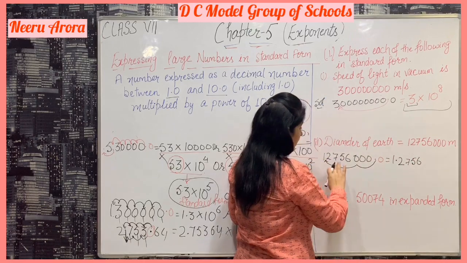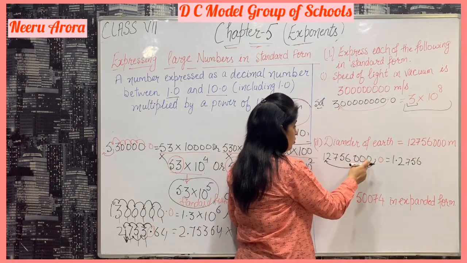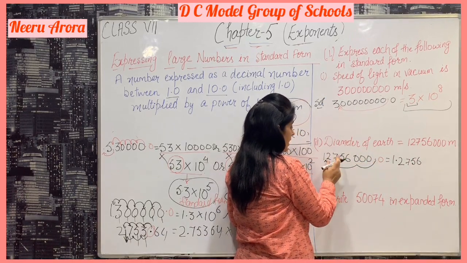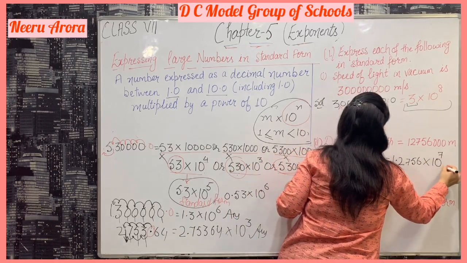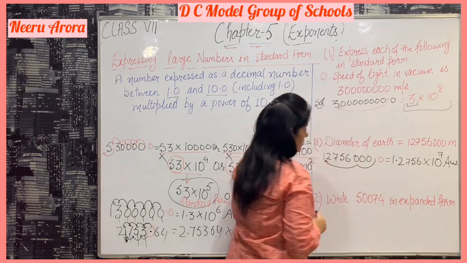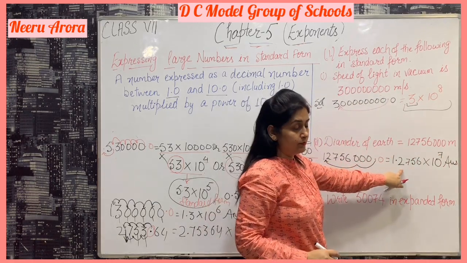1.2756. So how many places have I shifted? 1, 2, 3, 4, 5, 6, 7. So it becomes 10 raised to power 7. So this is our standard form.